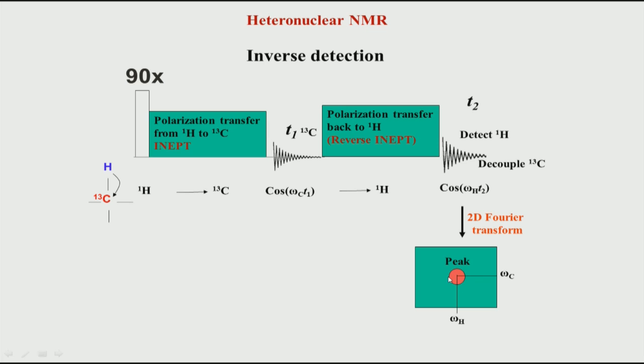So, the basic requirement is that the hydrogen and carbon between which we are transferring the polarization should have an interaction between them through J coupling. Remember, we are not using the through space interaction here, but the through bond interaction. So, they should be coupled by J coupling. So, this is the basic idea in any inverse detection experiment.